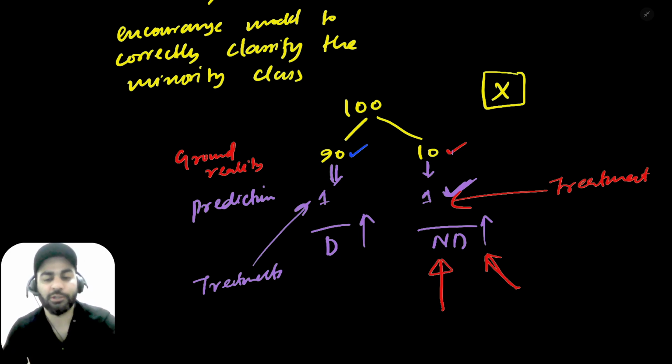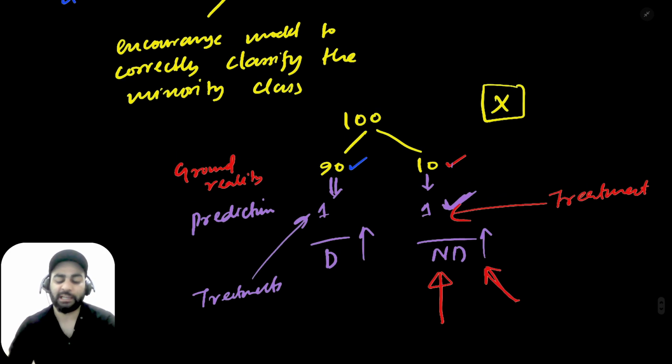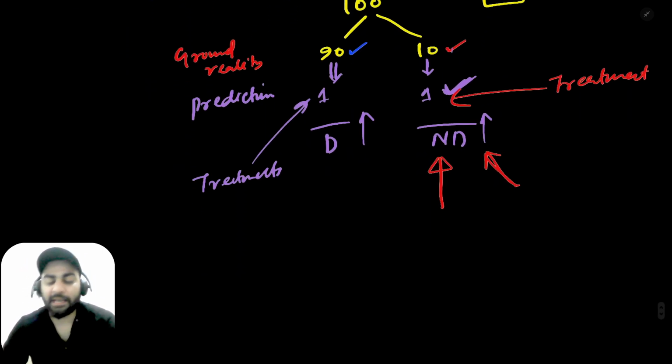So how many of you understood this now? Why is it necessary to encourage the model to correctly classify the minority class? Okay. So that's why we penalize the model heavily, so that we encourage it to classify this minority class correctly, because otherwise it will have repercussions. In the real world, it will have a heavy impact. That's why you sometimes assign these class weights.